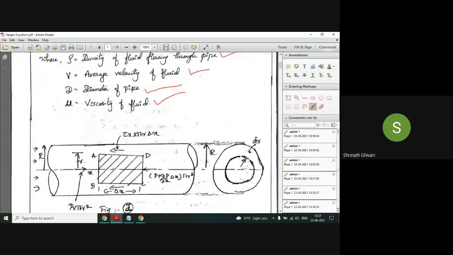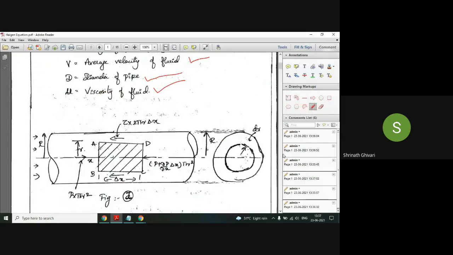Next, this is a circular pipe. This is the front view, this is the side view. In this circular pipe the laminar fluid is flowing. This circular pipe has a radius, capital R, or we can say a diameter D. So the radius of the pipe is capital R.